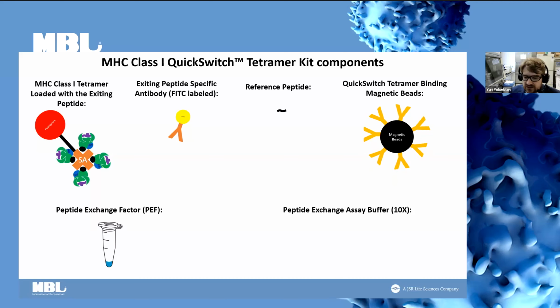Volume of PAF for about 10 exchange reactions is in each kit. And please do not attempt to perform the exchange reaction without adding any PAF. Even if you're sure that your peptide is a high binder, it will not work. All the necessary volume of wash buffer that will be used for the wash of magnetic beads and the dilution of the anti-exiting peptide antibody is included in the kit.